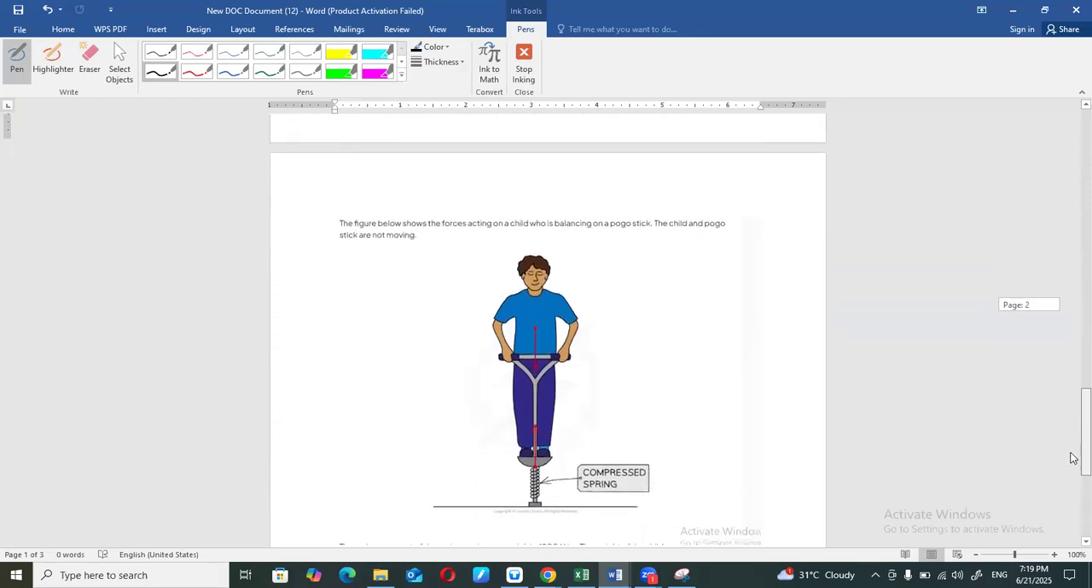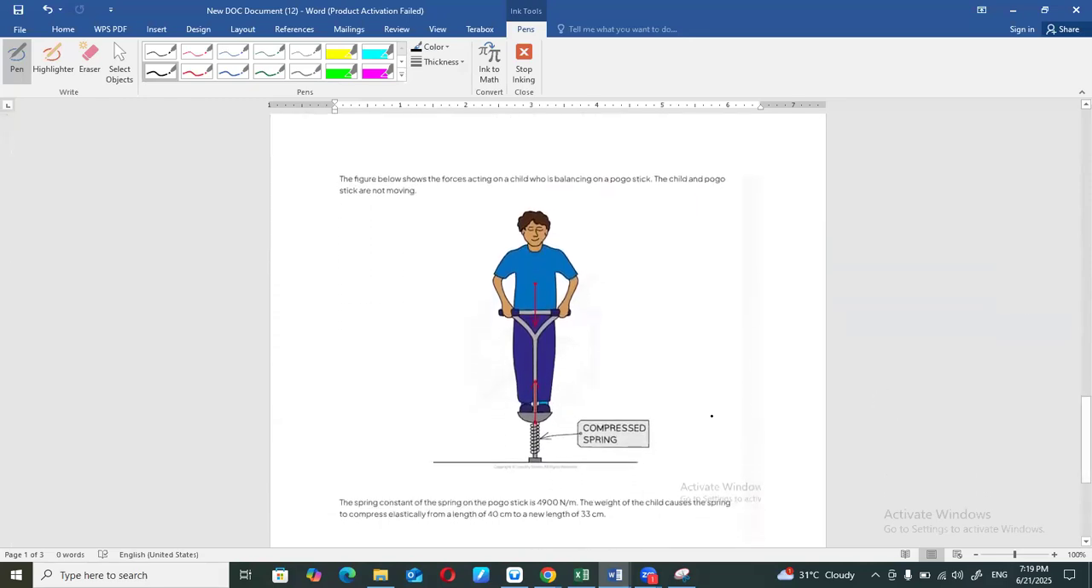Now, here is a question. The question is very interesting. The figure below shows the forces acting on a child who is balancing on a pogo stick. The child and the pogo stick are not moving. The spring constant K is given, which is 4900 Newton per meter. The weight of the child is causing the spring to compress.